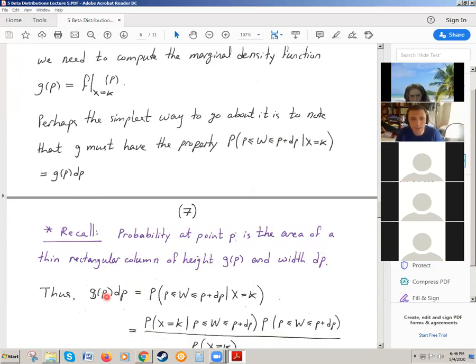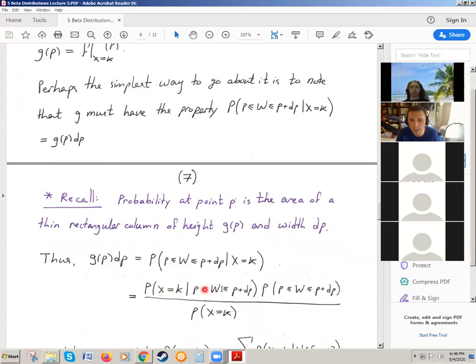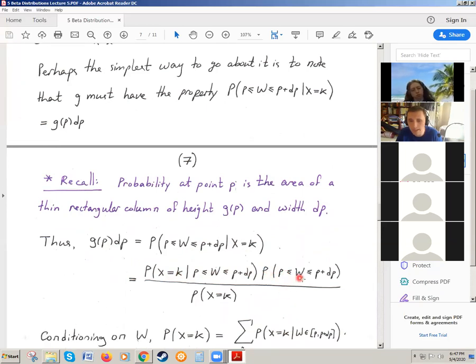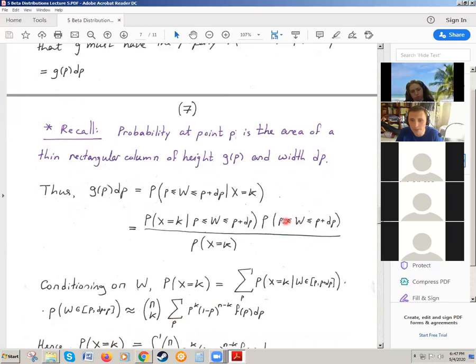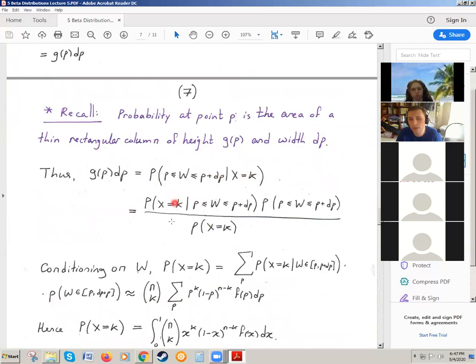So the probability g(p) dp is much easier to calculate by conditioning. That would be the probability that X equals k and W is between p and p plus dp, given that W is here, times the probability that W is between p and p plus dp, divided by the probability that X equals k. So let's start to approximate what this thing is.